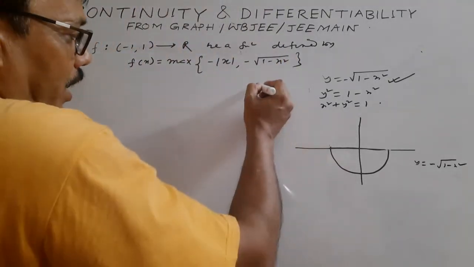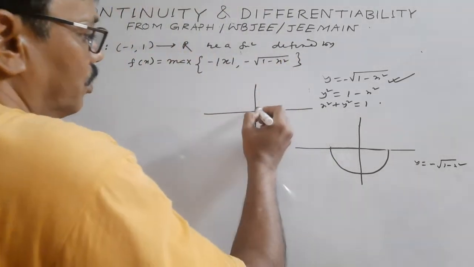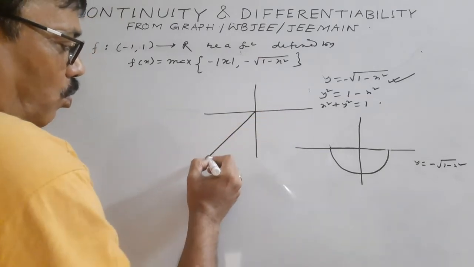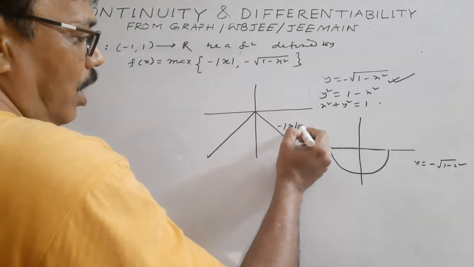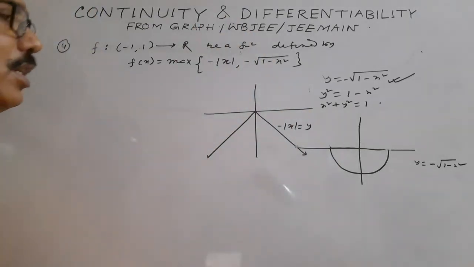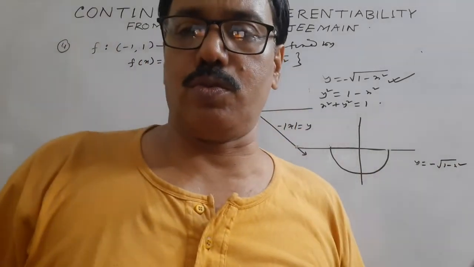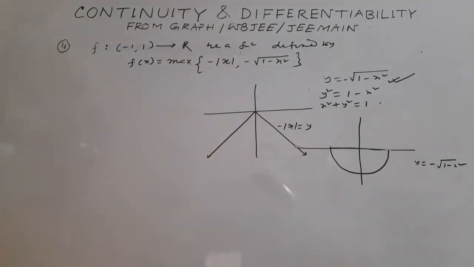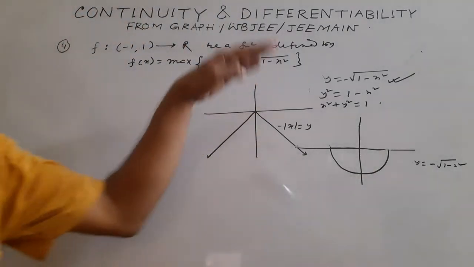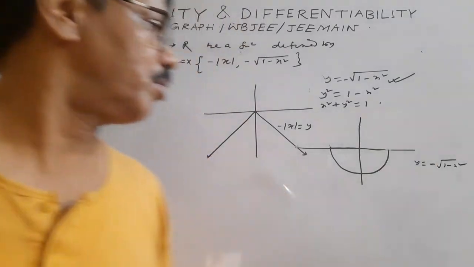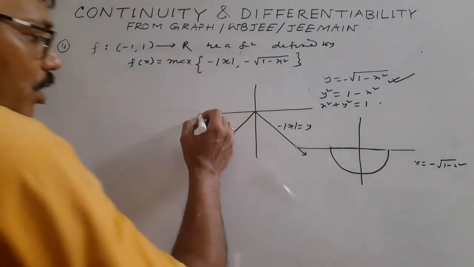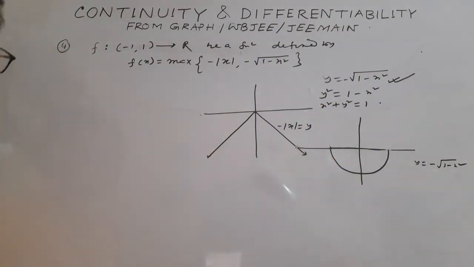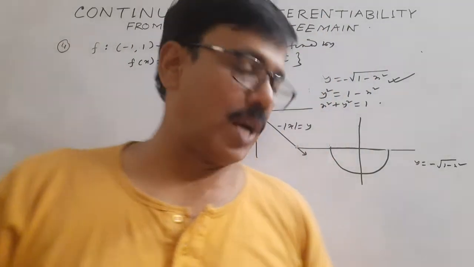And what is mod x? You know, this is mod x. So y equals minus mod x. This is the graph of y equals minus mod x. The mirror image of y equals mod x along the x-axis is y equals minus mod x. So this is our working tool.